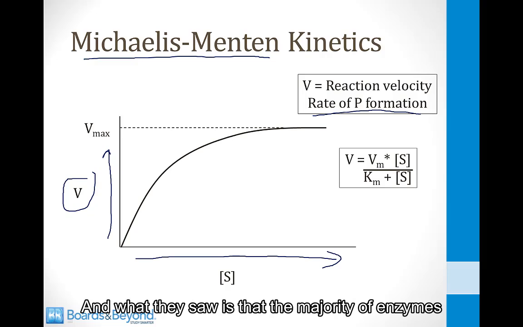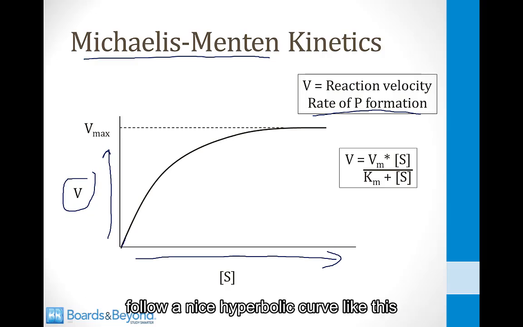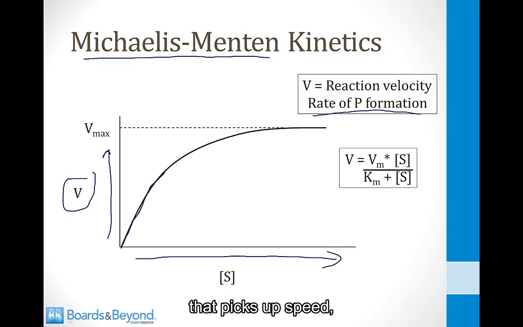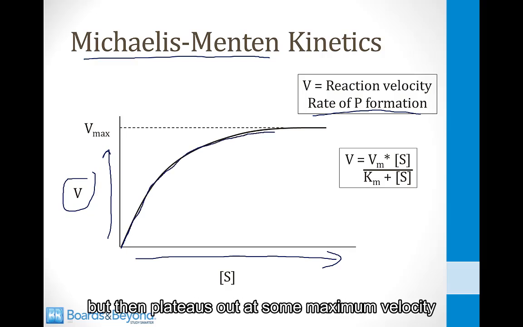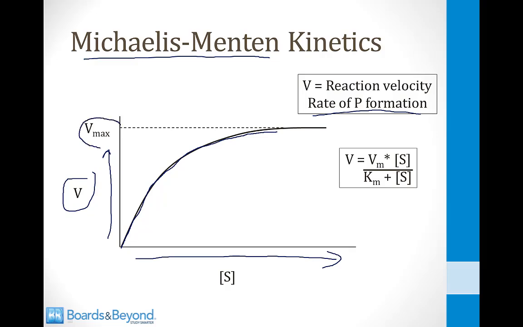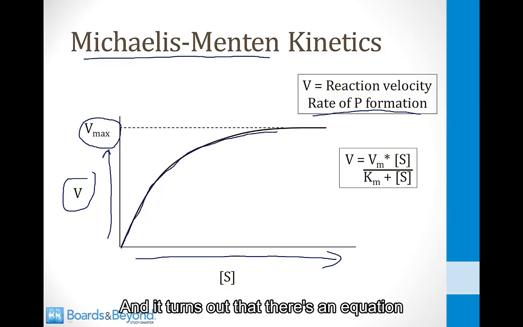And what they saw is that the majority of enzymes follow a nice hyperbolic curve like this that picks up speed but then plateaus out at some maximum velocity, which they called V max. And it turns out that there's an equation that governs this hyperbolic curve, and this is it right here.